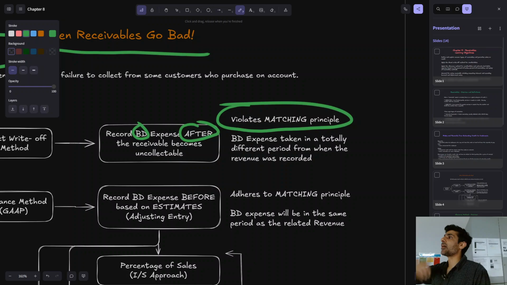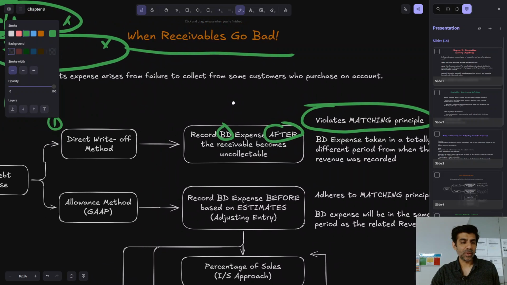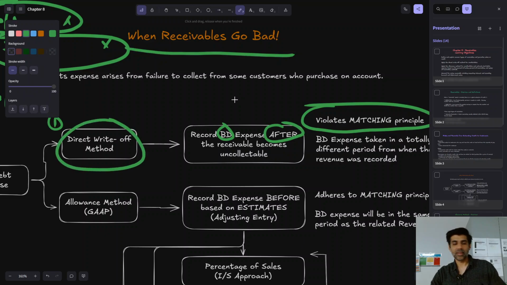Maybe we generated a bunch of sales by just extending credit to customers who are not trustworthy. Okay, so in that period, our revenue would have been really high, but then only later in a future period, we would realize that all those customers are not going to pay us. And we would have to take a big expense in that later, different accounting period. So we want to avoid doing that. But for small businesses, in certain contexts, maybe the direct write-off method is just simpler. We don't have to do any estimating. That's really the big advantage of it.